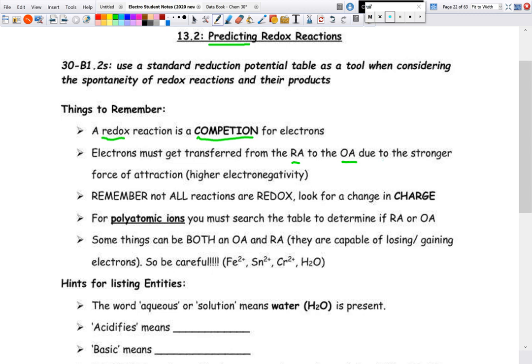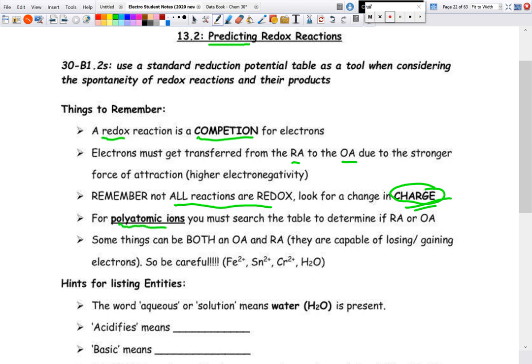force of attraction. And one thing you do have to remember as well is that not all reactions are going to be redox. You need to look for a change in specifically charge. Now, for the most part, when we're just dealing with elements and ions, simple monoatomic ones like aluminum, silver, everything like that, we have those little rules about we know metals generally lose electrons, so they're good reducing agents, and so on.